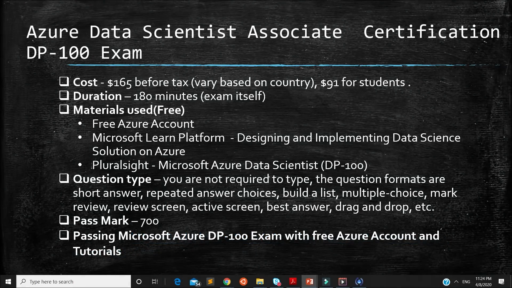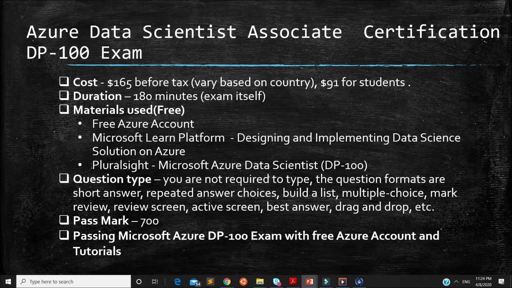Then also I did the DP-100, which is the data science associate certification. The exam was more expensive, but the funny thing is that there's a reduction for students for this exam, so I didn't have to pay that much. This exam is 3 hours, 180 minutes. And also I used free material.